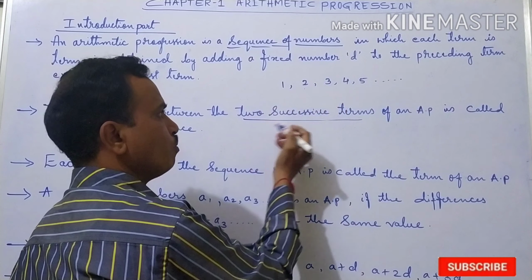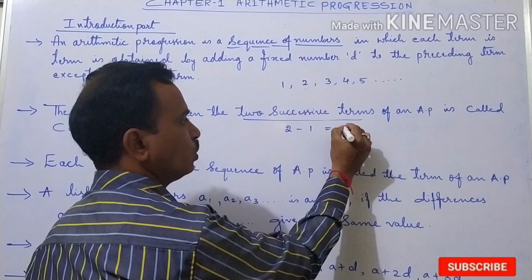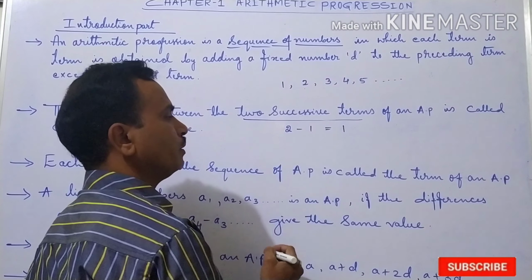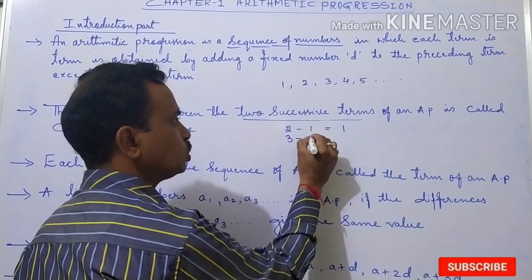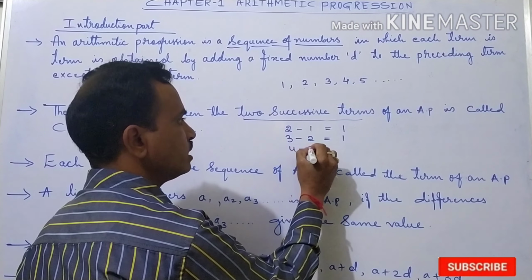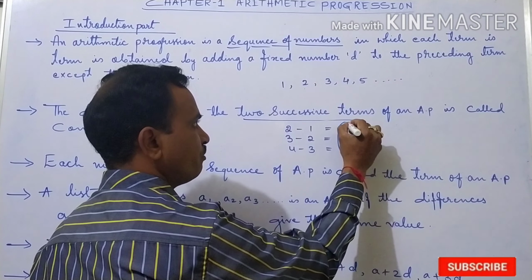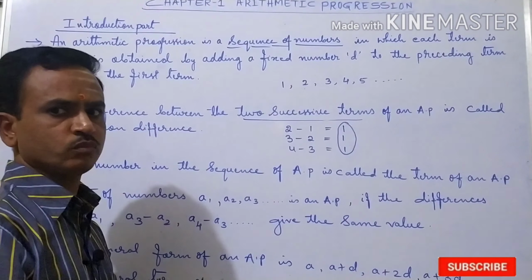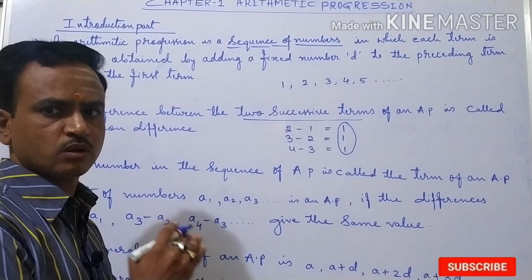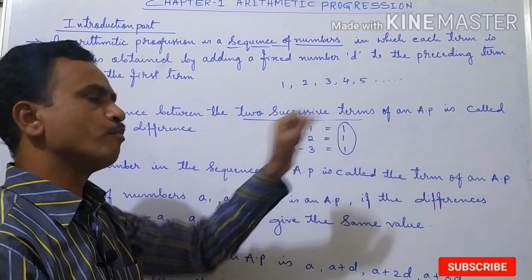Now what is the common difference here? 2 minus 1 is equal to 1. Then 3 minus 2 is equal to 1. Then 4 minus 3 is equal to 1. So here the difference is constant. That is the constant, so this is said to be the common difference.